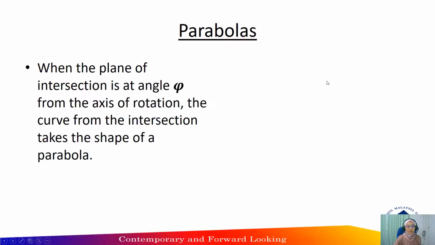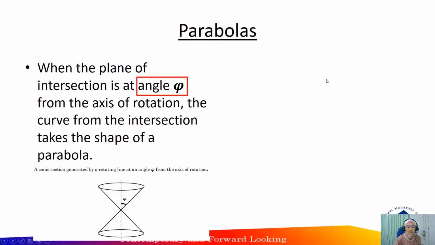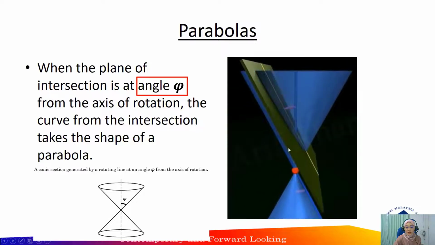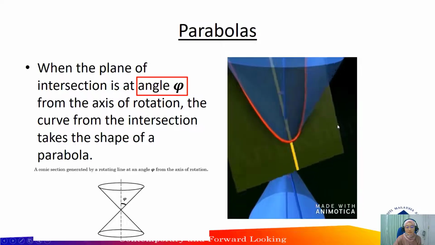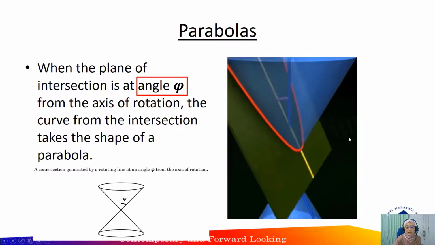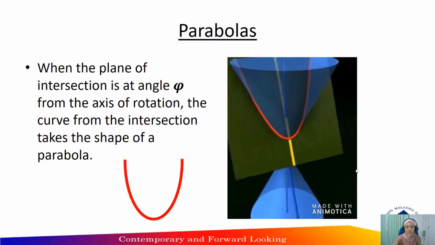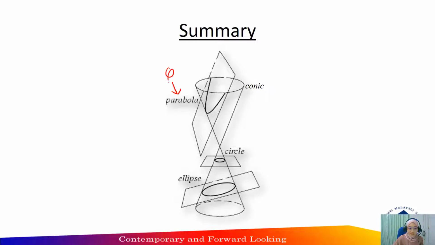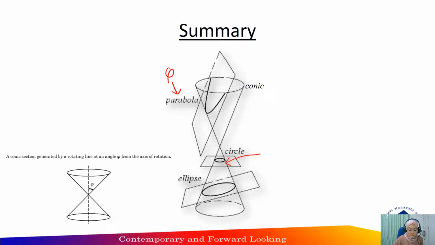Next, the parabola. When the plane of intersection is at angle phi from the axis of rotation, the curve from the intersection takes the shape of a parabola. You can see the illustration right here. Therefore, the parabola is at angle phi. For a circle, the angle of the plane from the axis of rotation is perpendicular, and for an ellipse, the angle is between phi and 90 degrees.